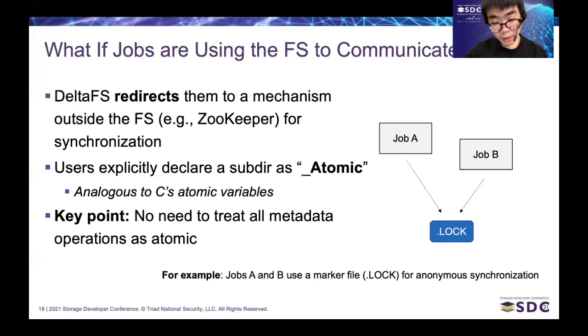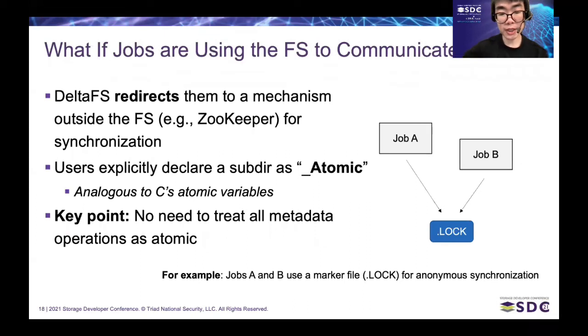So this is quite similar to C's handling of atomic variables. So basically, if you need it, you just declare a variable to be atomic, and we assume in regular cases, all variables are private, local, and don't need to form a global ordering. So the key point is that existing file systems treat every metadata operation as atomic, and DeltaFS just wants to treat a subset of operations as atomic, and the application just explicitly declares what portion of the namespace needs to be atomic.